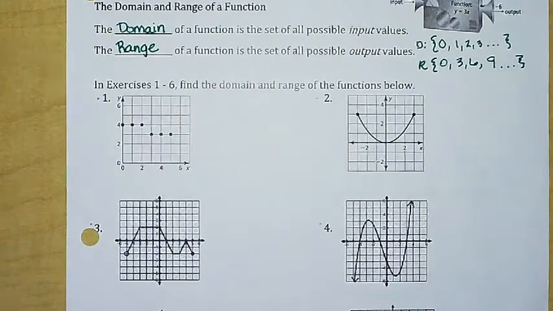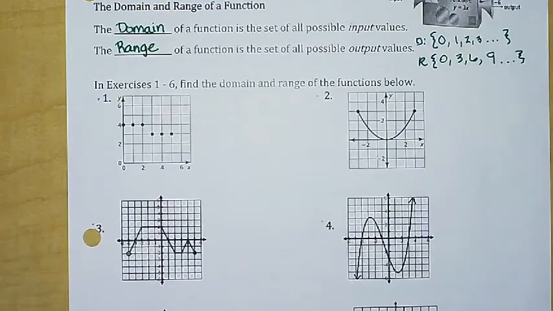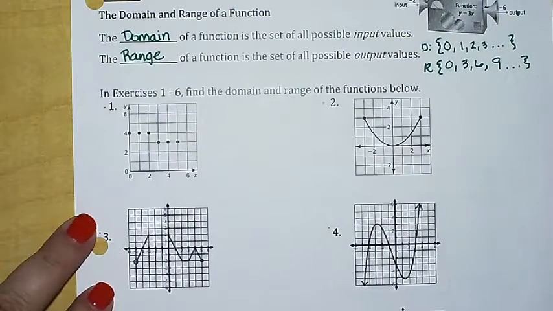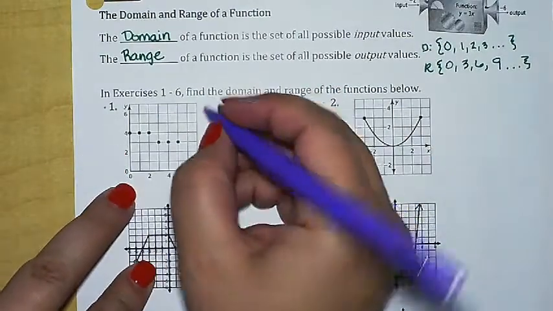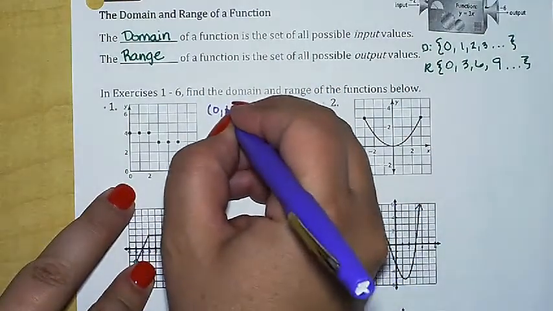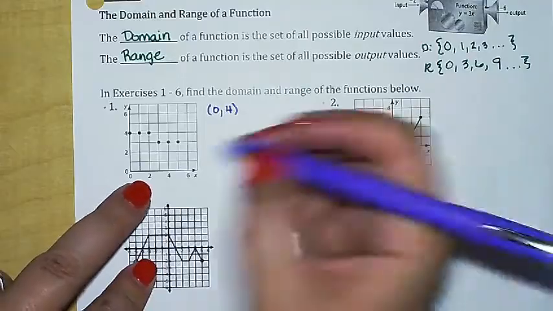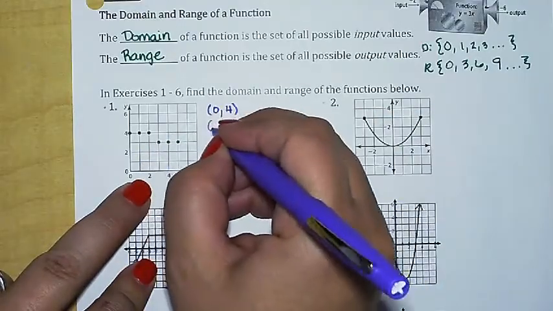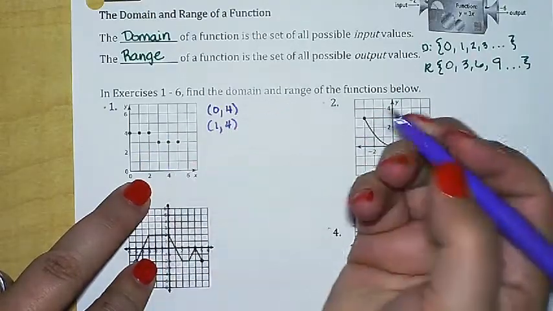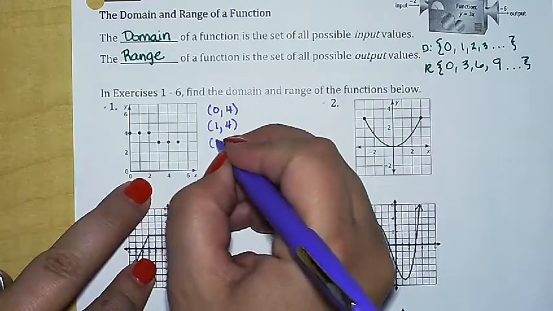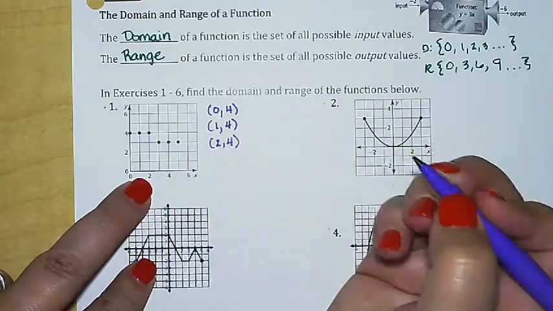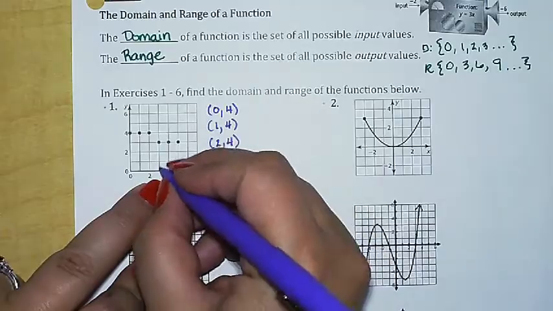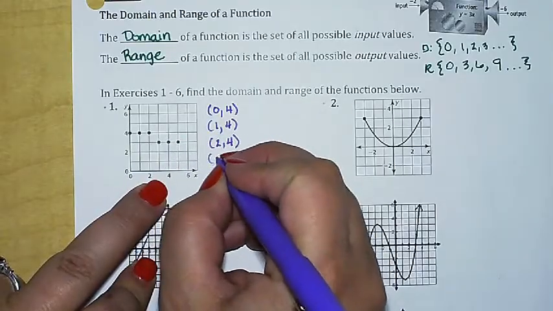And one easy way to determine this domain and range, especially when you have points, is to list the ordered pairs. That sometimes helps. So if I want to think about this one here, I know I have a point at 0, 4. I have a point at 1, 4. I have another point at 2, 4. And then I have another here at 3, 3.